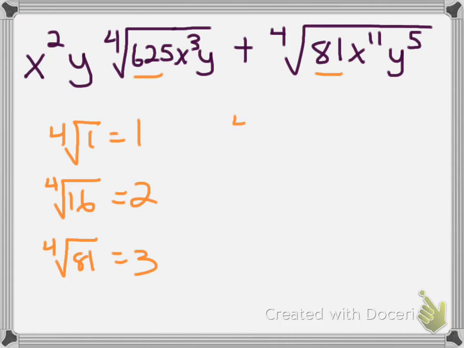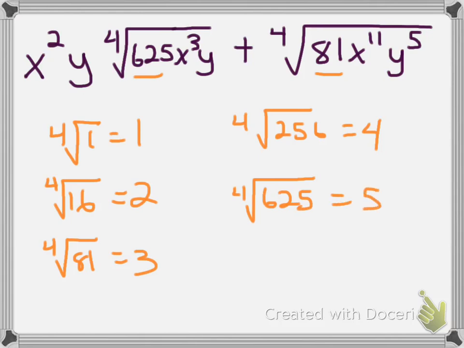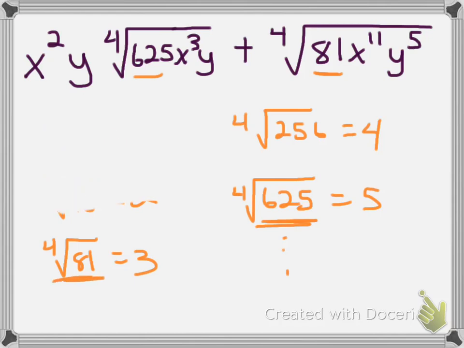And then maybe some more. What's the fourth root of 256? That's 4. Again, because 4 to the power of 4 is 256. Fourth root of 625 would be 5, because 5 to the power of 4 is 625, and so on. Now I'm going to stop here because I notice I have a 625 and an 81, which I have. That'll make my life easier. So let's go ahead and deal with those. I'll erase those other ones. That'll work out nicely.